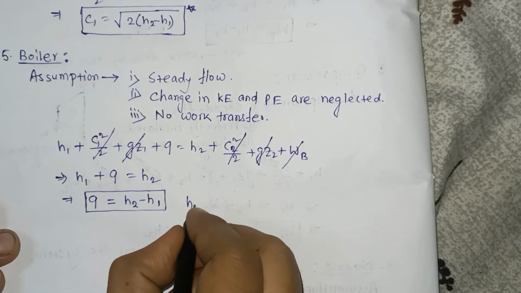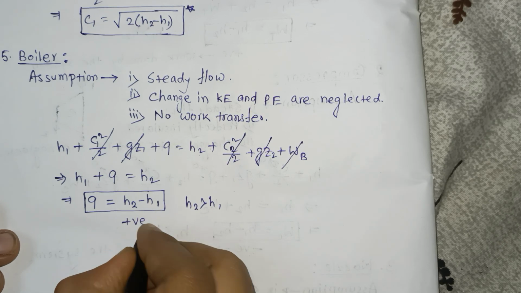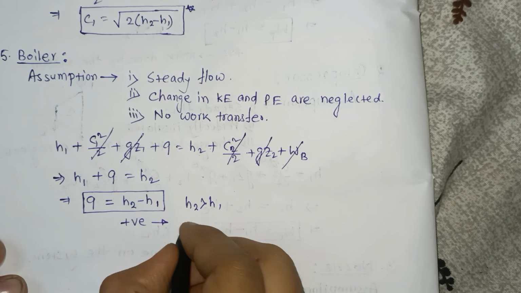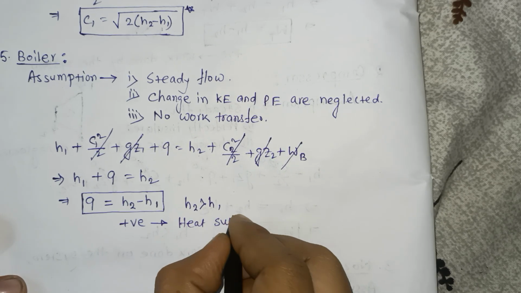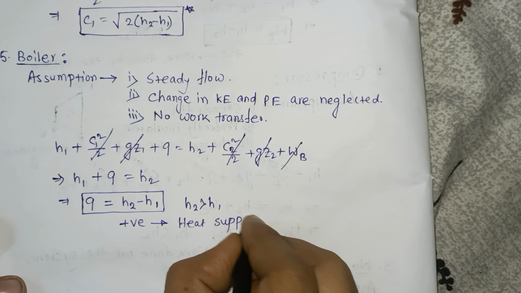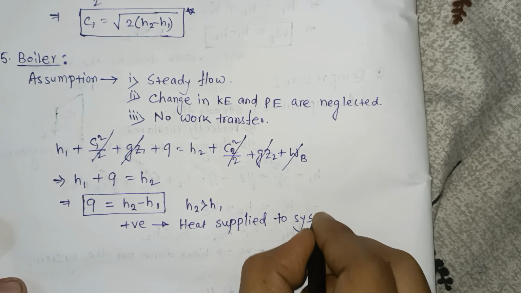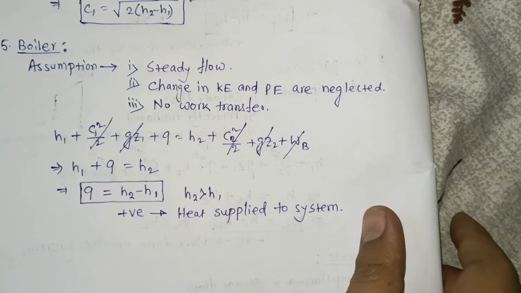So here H2 is greater than H1, so that's why this value is positive. This positive means heat supplied to the system.